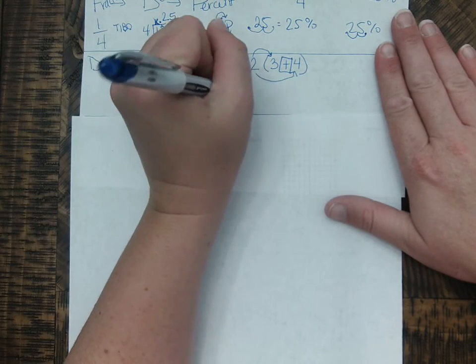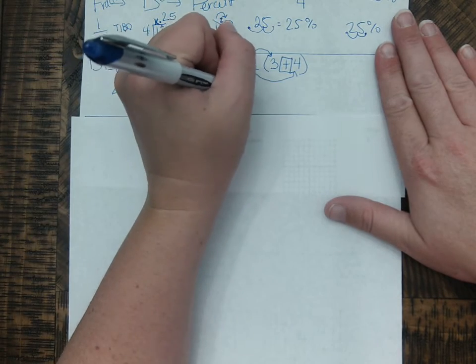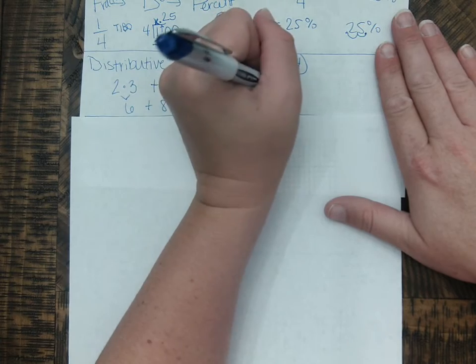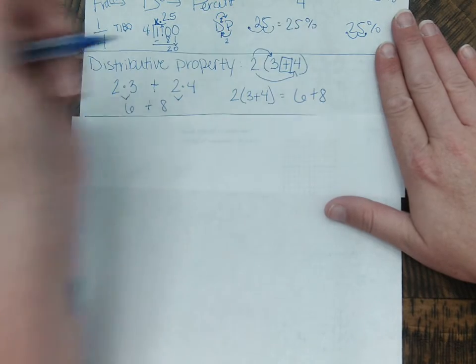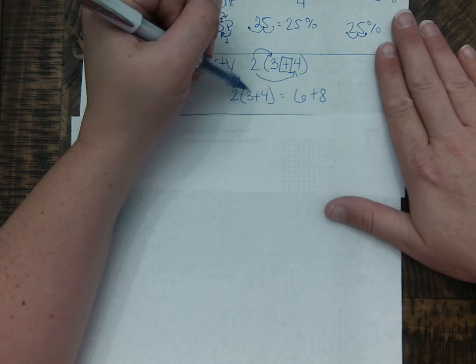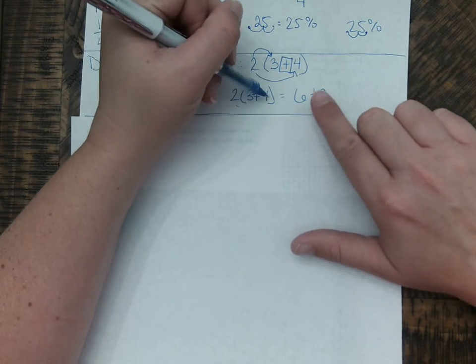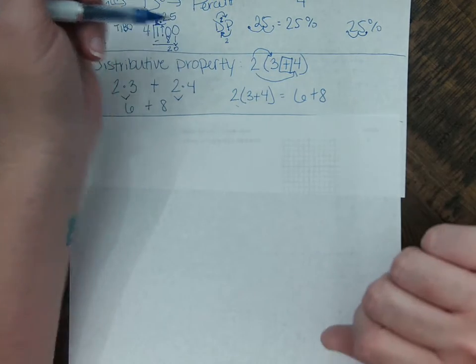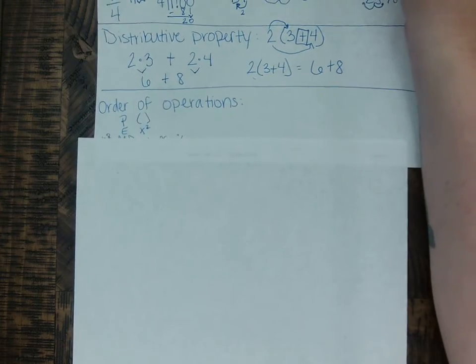So 2, and then in parentheses, 3 plus 4, also can equal 6 plus 8. Okay, it's 2 times 3 is 6. 2 times 4 is 8. All right.